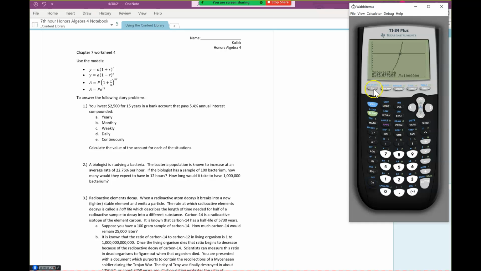Well, just like we did in the previous one, we're just going to find the intersection. So our model would have 1 million on it, is what we're looking to get to. And we had 100 times e to the 0.2276 times x.